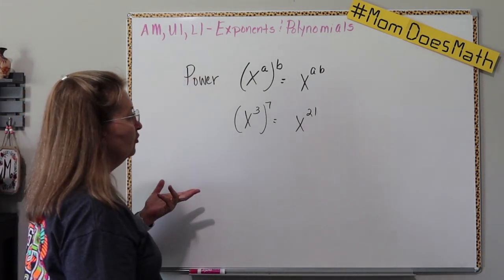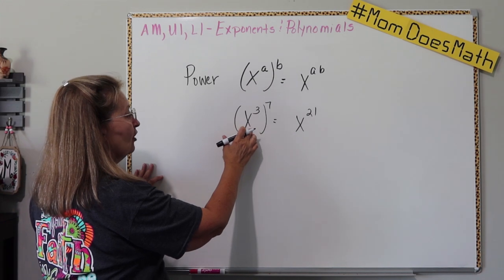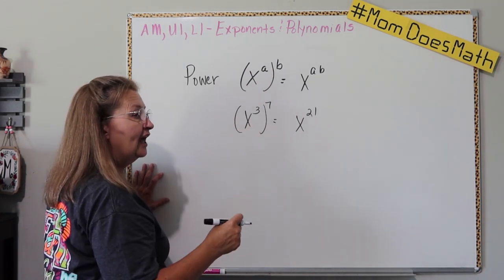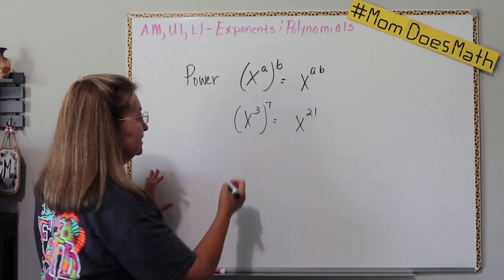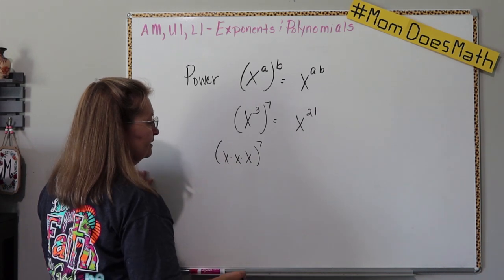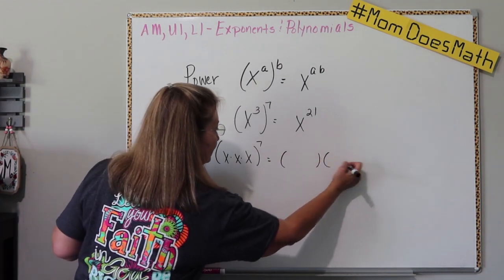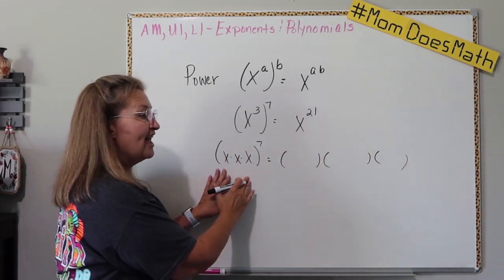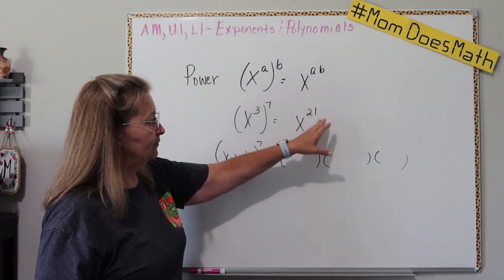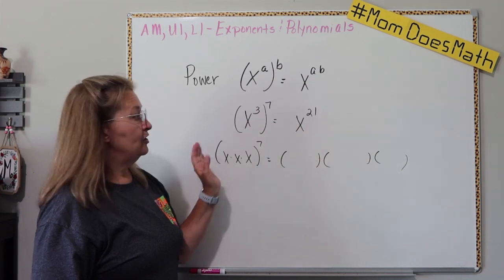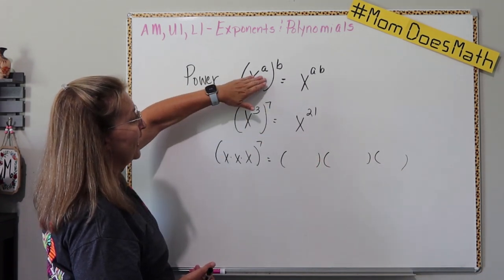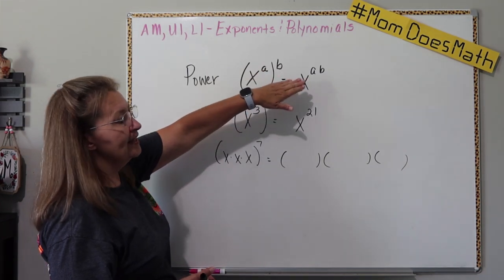Now why does it work to multiply? What you actually have is, first of all, in here you've got x times itself 3 times. And then you're going to have to multiply that out 7 times. So what that would look like is this. And then when you try to do it out 7 times, you're going to have 7 groups of 3. So what's 7 groups of 3? 21. But like I said, you don't want to expand this out every time. So your power rule is x to the a to the b is equal to x to the a times b.